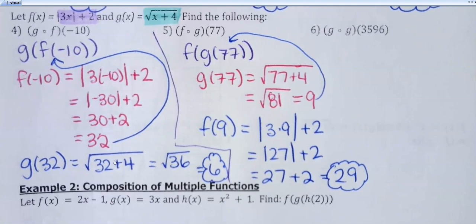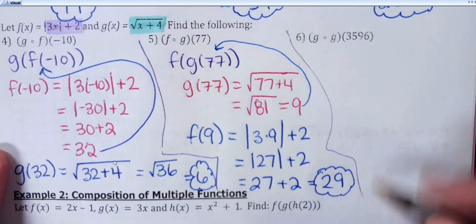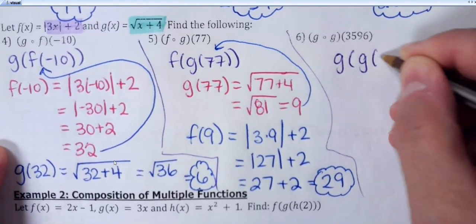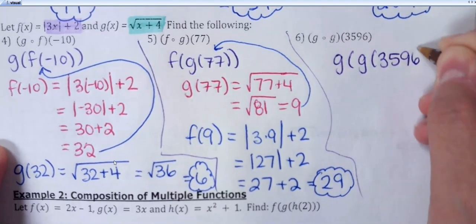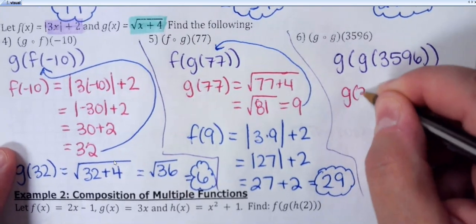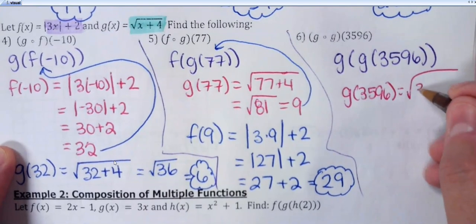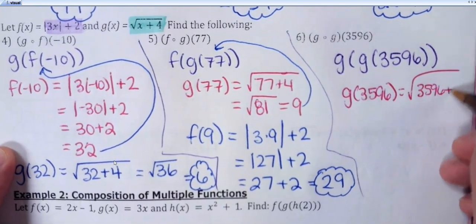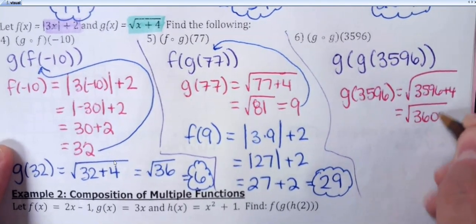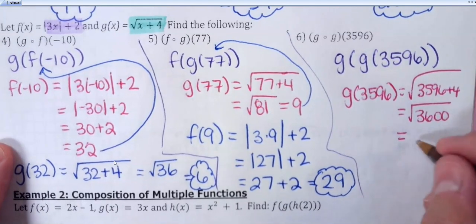All right, and I got one more, and I'm definitely going to grab my calculator for this one. Okay, so I have g composed with itself here. So g of 3,596. To start that out, I'm going to plug that 3596 into the g function. So 3596 plus 4. Yikes, it's going to be square root of 3600. Anybody know what that is? It's a nice number, it's 60.